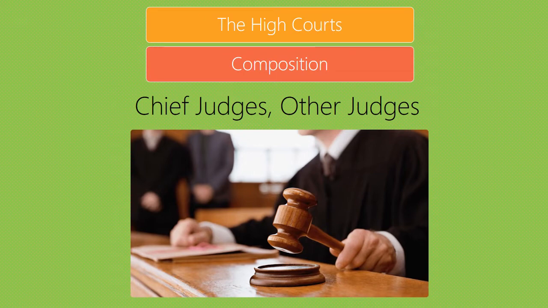The composition of the high courts. The high court consists of Chief Justice and other judges. The number of judges in the high court is decided according to the population of the state. The President of India appoints the Chief Justice of a high court in consultation with the Chief Justice of India and the Governor of the particular state. The other judges are appointed by the President in consultation with the Chief Justice of India, the Chief Justice of that High Court and the Governor of the state.